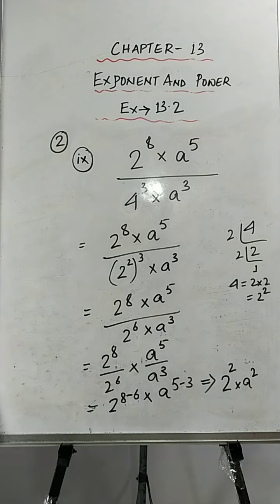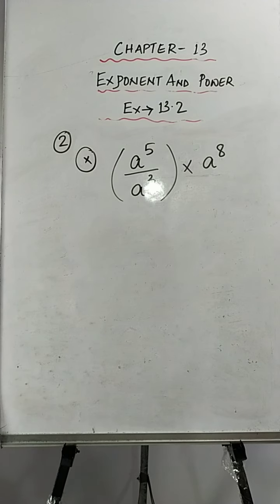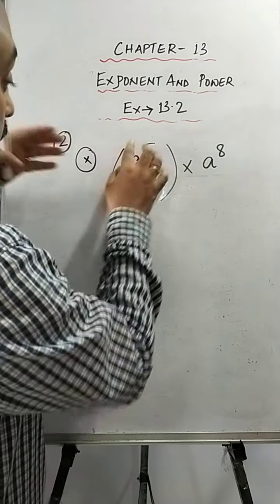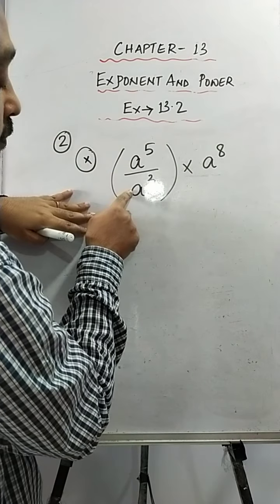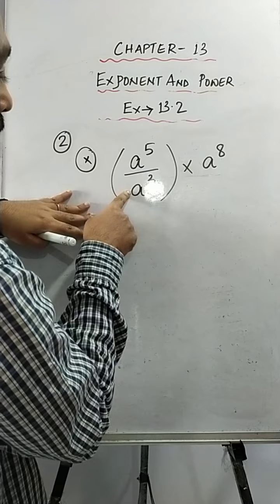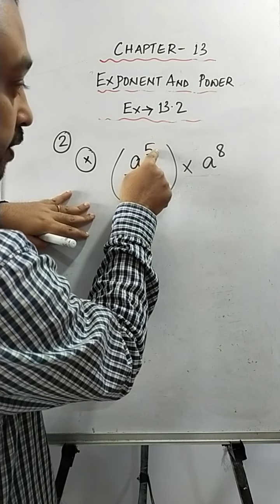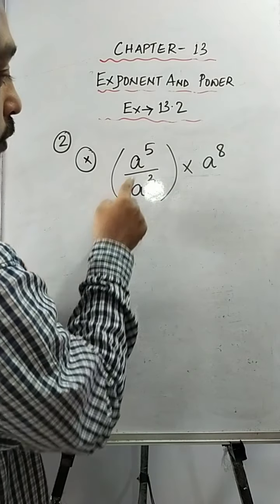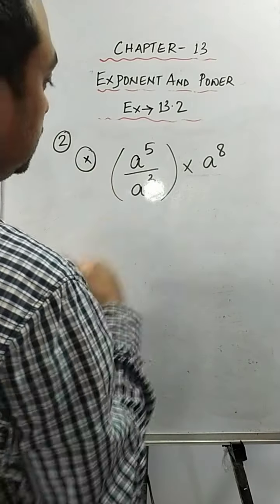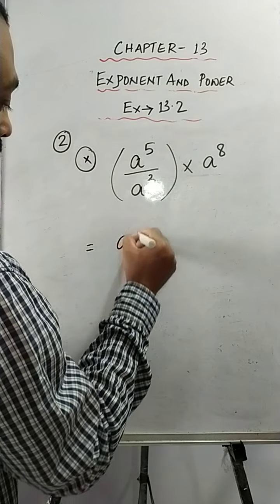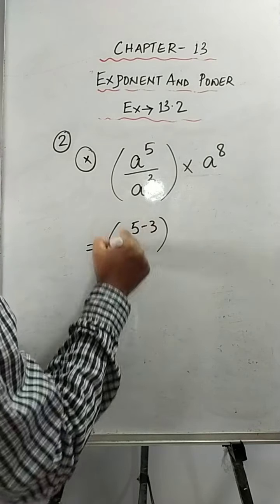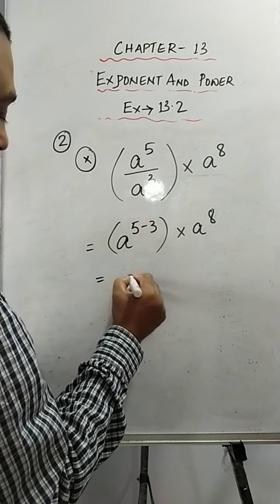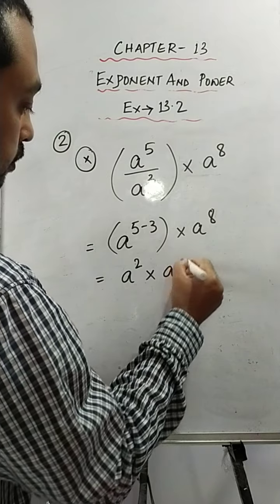Okay, so let's move on to sum number 10. So this is another very interesting sum. Inside the bracket we have two exponential values which are in the division form. The numerator is carrying 5 as a power and the denominator is carrying 3 as a power, and they are carrying the same base. Fine, so what do we do with the powers? We subtract. So in the next step, a to the power 5 minus 3, put it inside the bracket, into a to the power 8. Now what is the answer of 5 minus 3? That is a to the power 2 into a to the power 8.